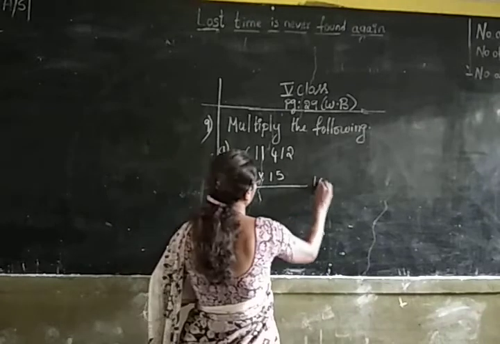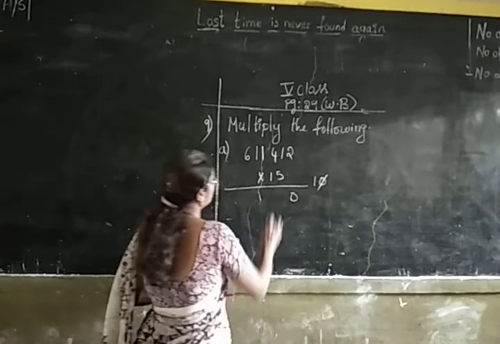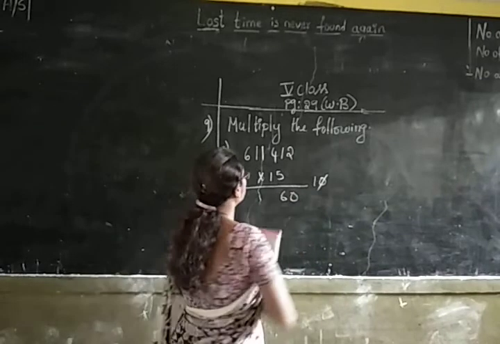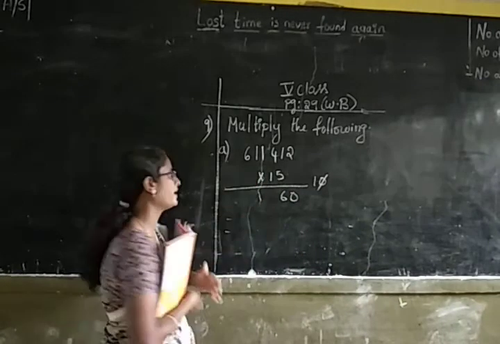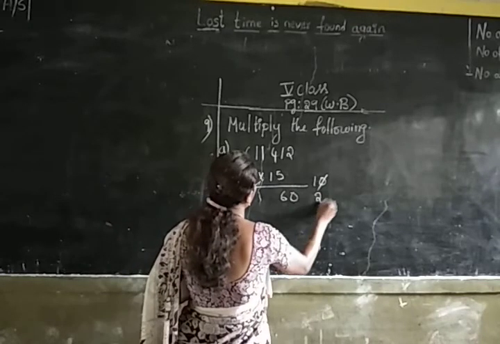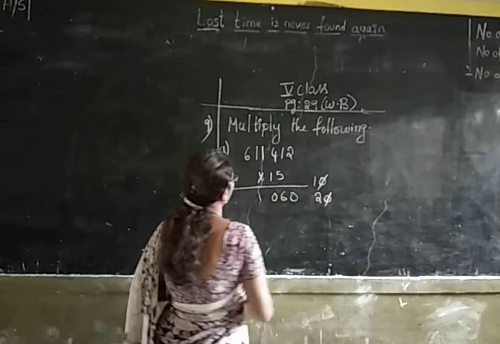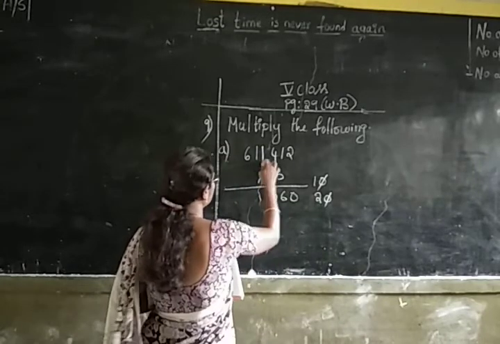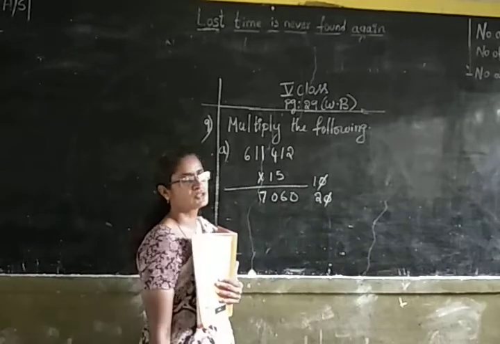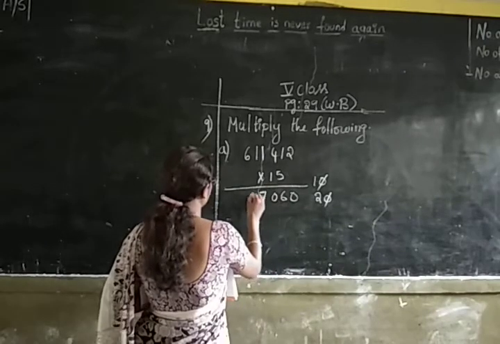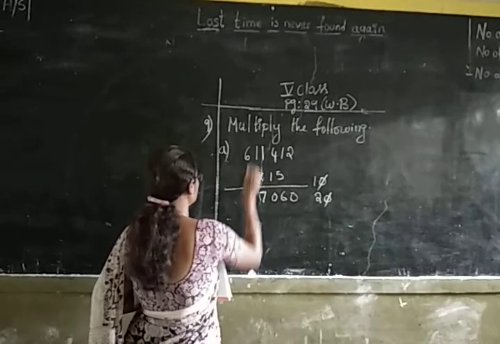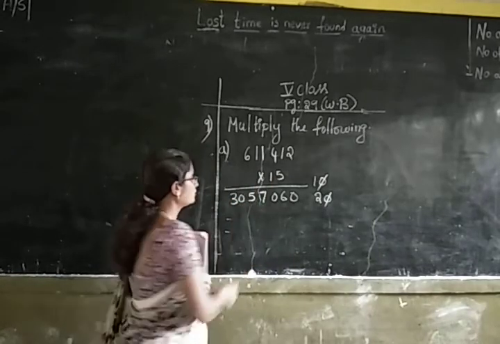5 twos are 10. 5 ones are 5 plus 1 is 6. First, I am multiplying the whole number with 5. Okay, children. 5 fours are 20. 5 ones are 5 plus 2 is equal to 7. 5 ones are 5. 5 sixes are 30. Okay, children.